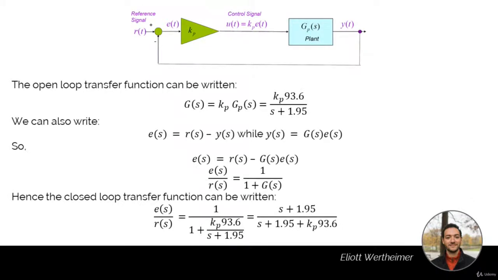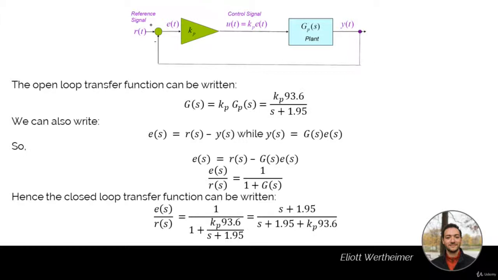The first thing we need to do here is determine the open loop transfer function of the system. The open loop transfer function is essentially the controller's transfer function multiplied by the plant's transfer function. So here the open loop transfer function is G(s) equals Kp times Gp(s), which is equal to Kp times 93.6 divided by s plus 1.95.